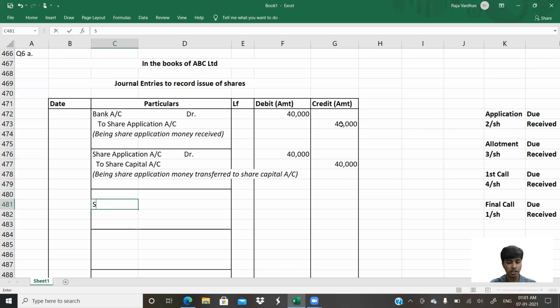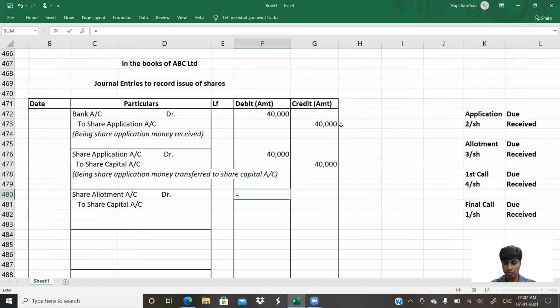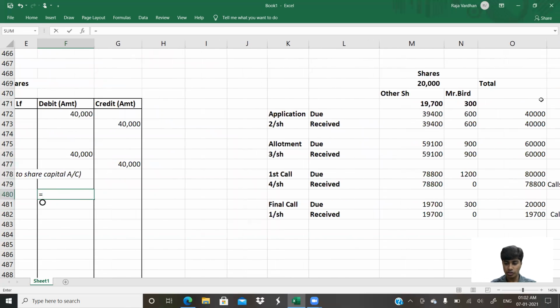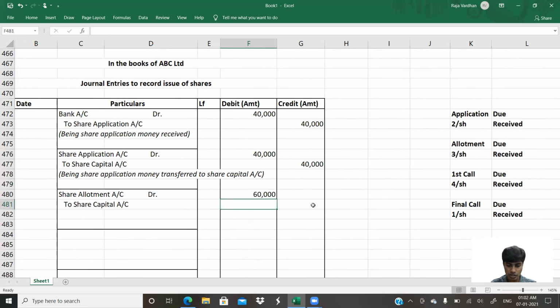After this, you would have to make share allotment. Share allotment means first you will make share allotment, then you will receive money. So the journal entry is share allotment account debit to share capital account. What exactly is the amount on share allotment? On share allotment, you are supposed to receive 60,000. Due is 60,000. Did you receive 60,000? Yes, you did. Or instead of referring to the table, you can straight away do 20,000 shares into 3 rupees per share allotment. 20,000 into 3, 60,000. That is again easier to arrive at.